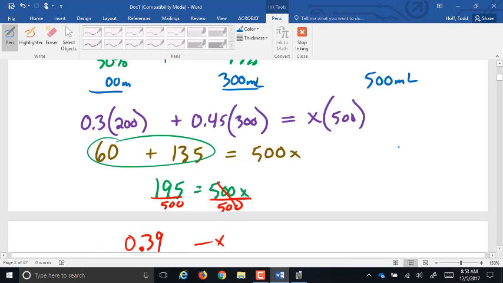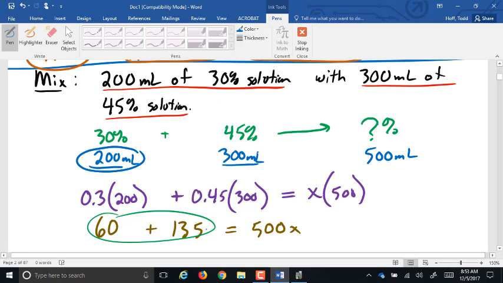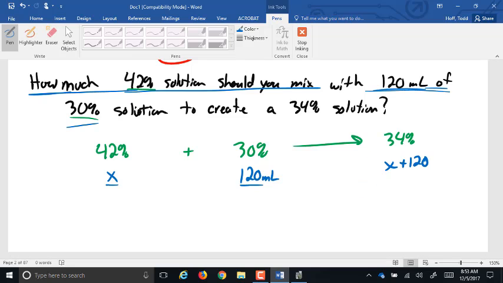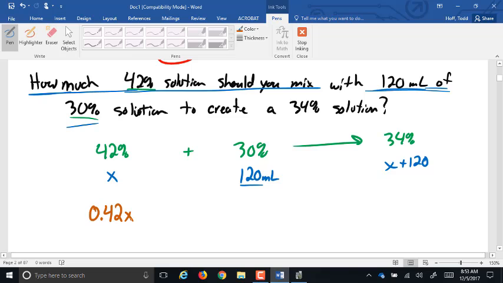Perfect. Up here, we did 200 plus 300 gives us 500. Down here is the same thing. X plus 120 is X plus 120. So now 42% is 0.42 times X, plus 30% is 0.3 times 120, equals 34% is 0.34 times X plus 120.